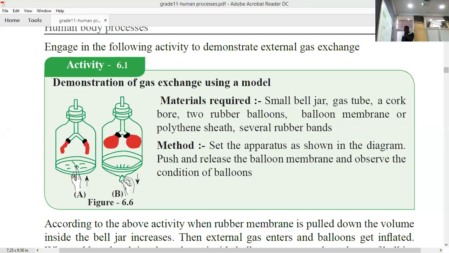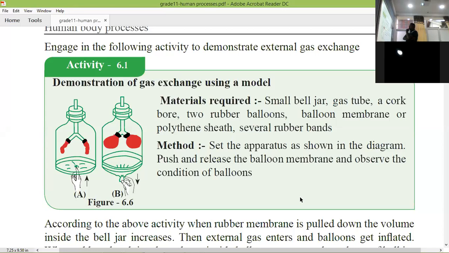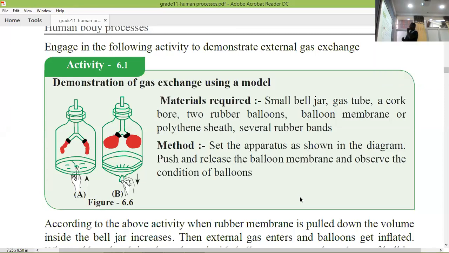U-tube or pen tube. Okay. Then, as shown in the diagram, you can prepare a setup. When the balloon membrane is pulled down, as shown in diagram B, two balloons are filled with air because the air enters into the balloons from outside.